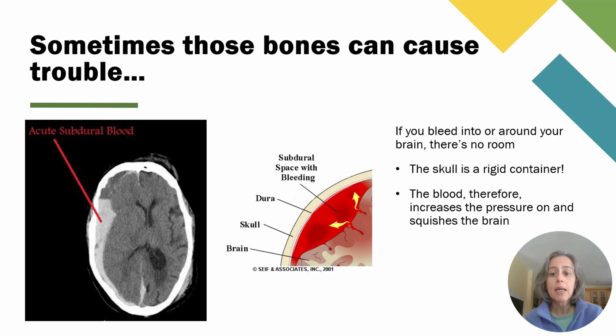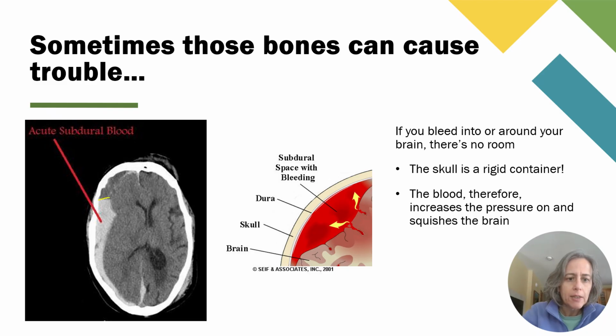So if you have some bleeding into this space, this is an example of a subdural hematoma. This is venous bleeding into that space underneath the dura mater, not arterial bleeding, which is a different story. And the problem with subdural hematomas, they don't tend to bleed very fast. They don't tend to bleed into the brain tissue. They're around the brain, but the problem is that blood then starts to squish and push on the brain.